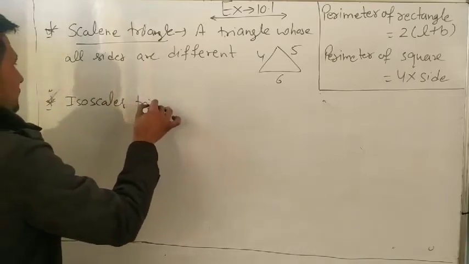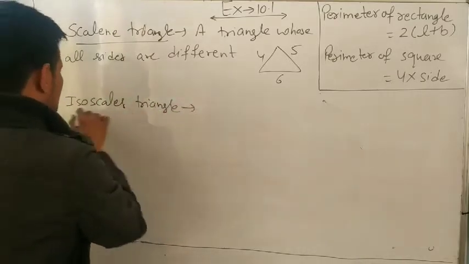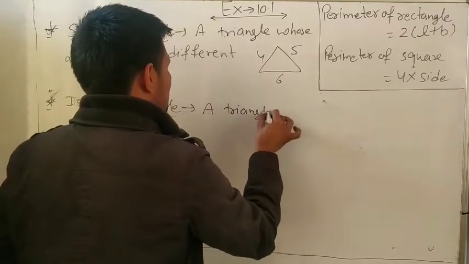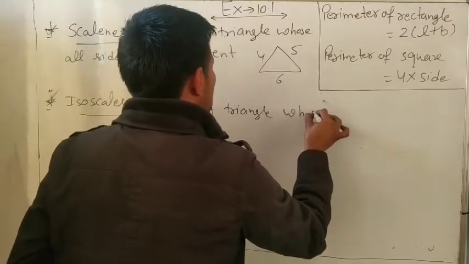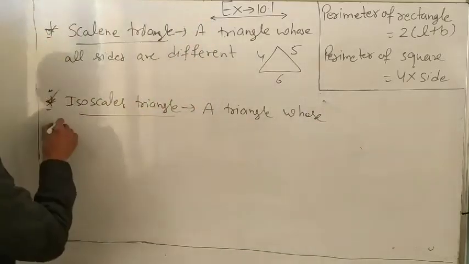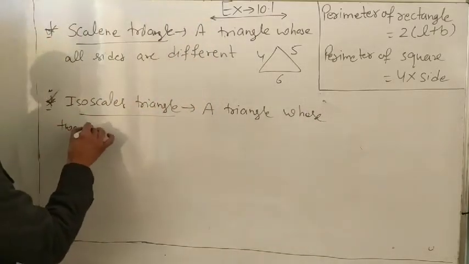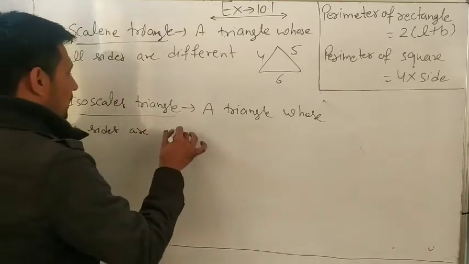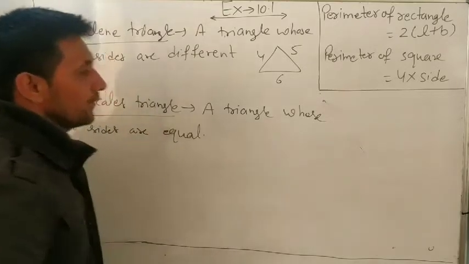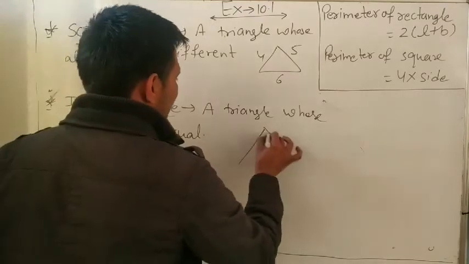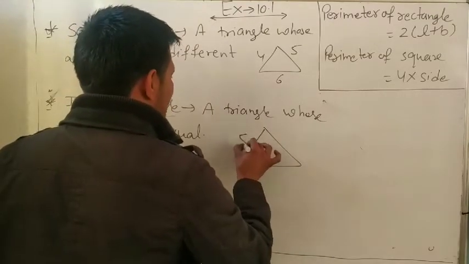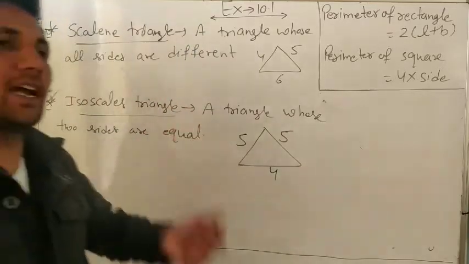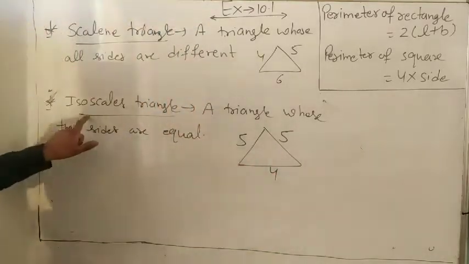Second, next is what we call the isosceles triangle: a triangle whose two sides are equal. If in a triangle two sides are equal, say it is 5, and the other is also 5, and it is 4, then a triangle whose two sides are equal is called an isosceles triangle.